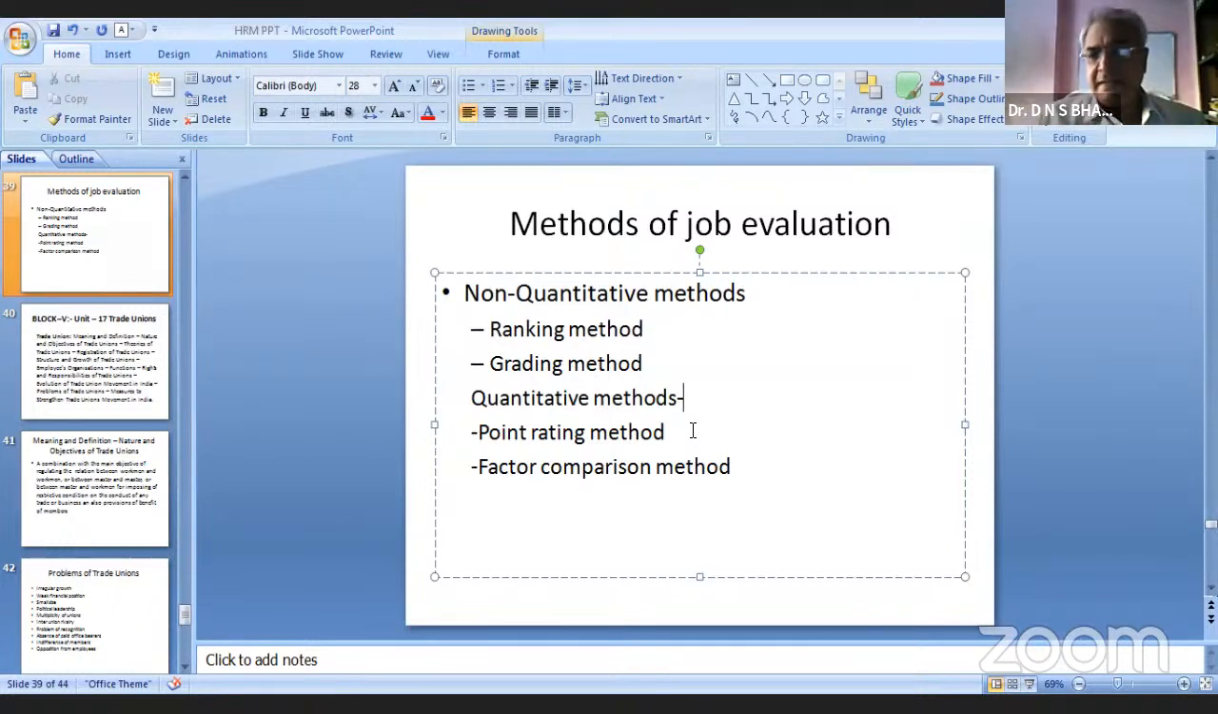Then define the factors. What are all the factors that are to be defined? Then determine the degree of each factor. To what extent is the job required? A specific degree of factor, and determine the value of these factors. So we will determine the value of each job factor.